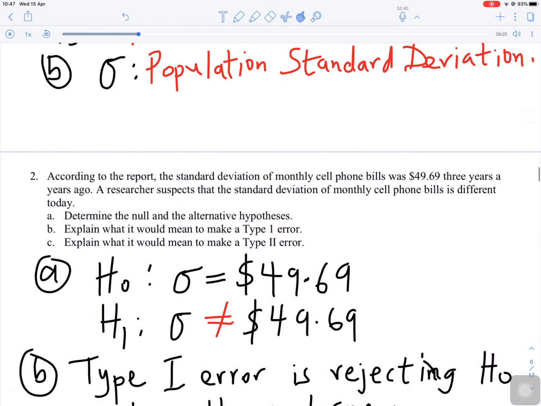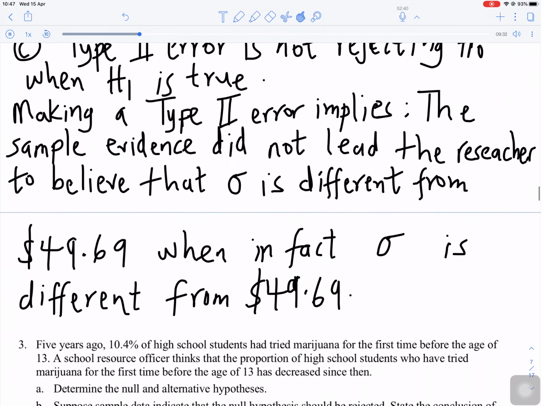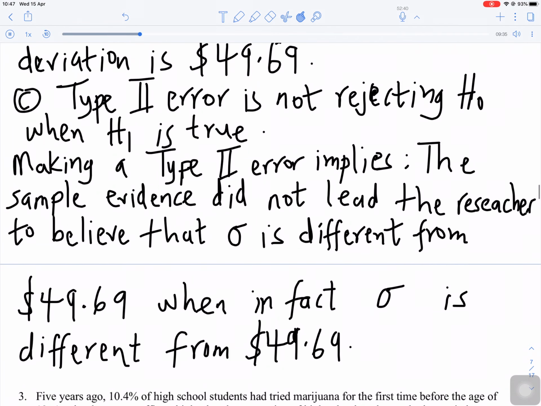Then a type 2 error. So C is asking us to explain what it would mean to make a type 2 error. A type 2 error is not rejecting H0 when H1 is true. Either H1 is true or H0 is true. So assuming the researcher does not reject H0, whereas H0 is actually not correct, or in other words, not rejecting H0 when H1 is true, then that will be making a type 2 error.